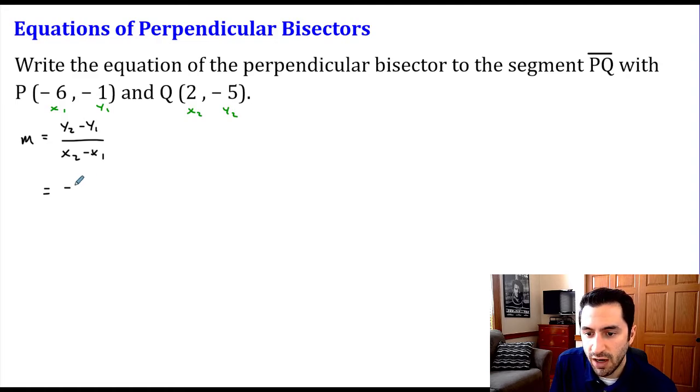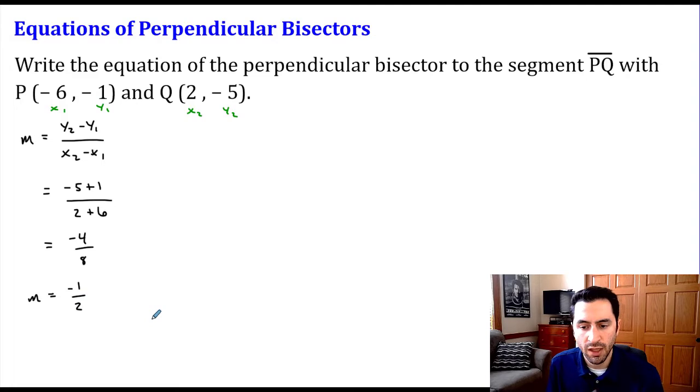So we have -5 minus a -1, which turns into +1. And in the denominator, my two x values, we have 2 minus a -6, so that turns into +6. And simplifying, we have -4 over 8, which simplifies to a slope of -1/2. Now that's the slope of PQ.